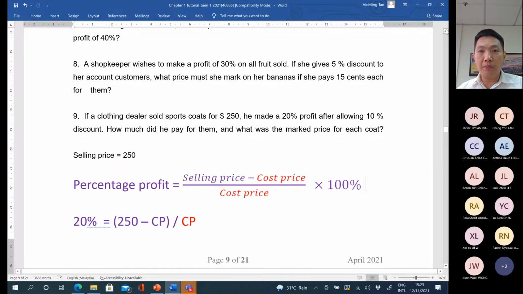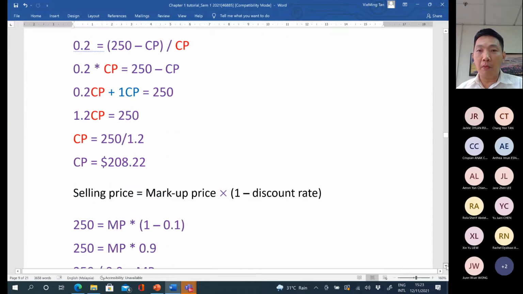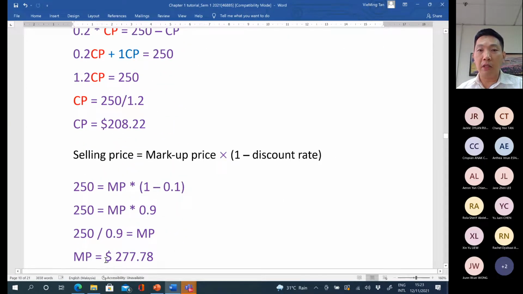So in this question, the percentage profit is given, and you're asked to calculate the cost price. The percentage profit is 20% with a 10% discount. This question is quite the same as question number 7. You need to use this formula to calculate the selling price, and after that you use the formula of selling price equal to markup price multiplied with 1 minus discount rate in order to get the markup price. So question number 9 is quite similar to question number 7.